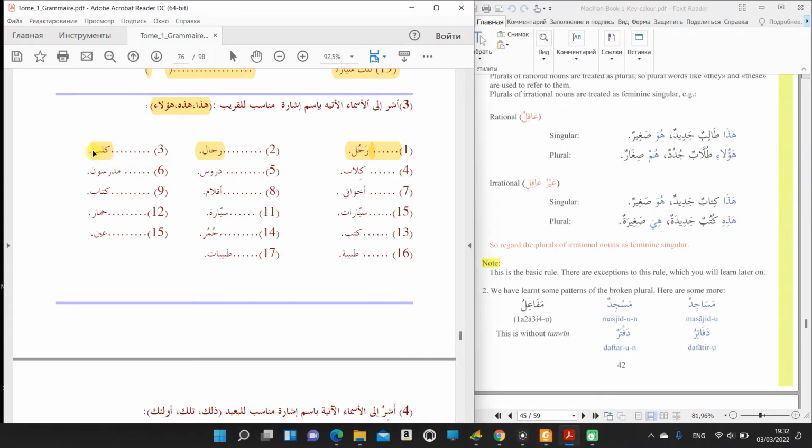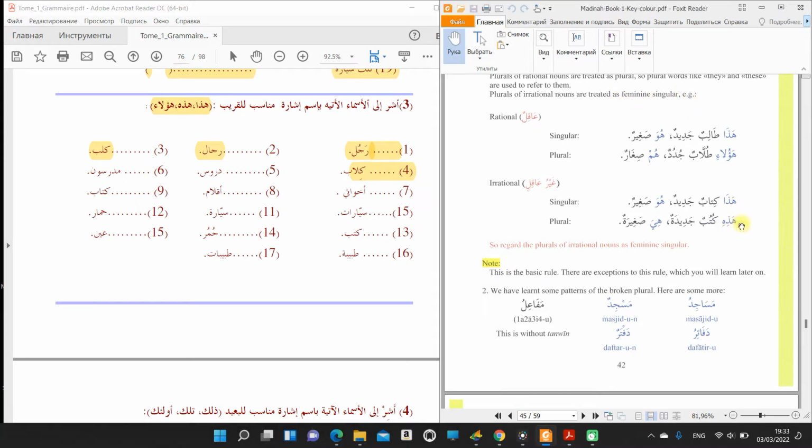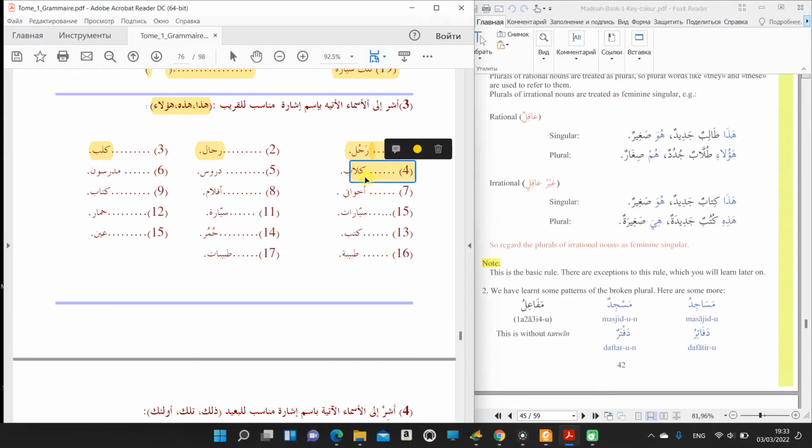Here it has كلب, a dog. We say هذا كلب. Here it has كلاب. كلاب, it means dogs, plural. So the question is, do we use هؤلاء or do we use هذه? Well, dogs, they don't have intelligence. Therefore they are irrational. The irrational nouns in the plural form are treated as if they are feminine singular. هذه. Therefore we say هذه كلاب.